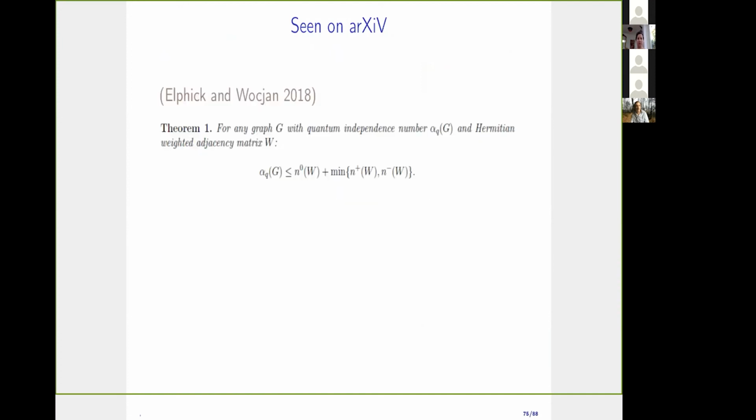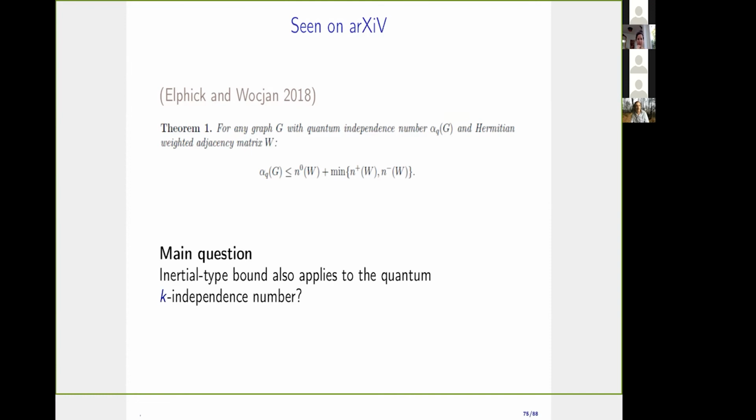So this is a theorem these two people provide on arXiv. I had no idea whether this paper was published or not, but I wrote to them and asked whether their bound also applies to this quantum k-independence number. So I'm going to explain a bit how that went. The main question is: is this inertial type of bound also applicable, useful for the quantum k-independence number? And the answer is yes.